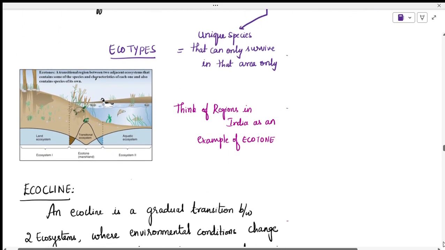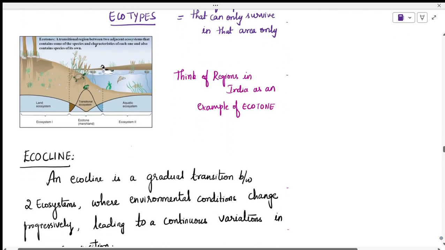Then think of regions in India which can be ecotones. For example, Himalayas will be there. Then we will be having plains. The region between the Himalayas and plains where the rivers flow, this can be called an ecotone. So regions of plains.